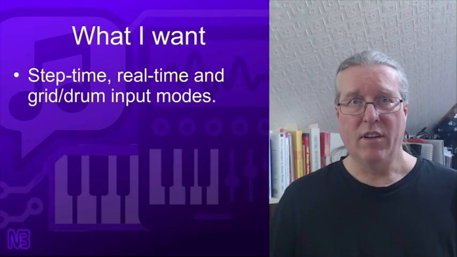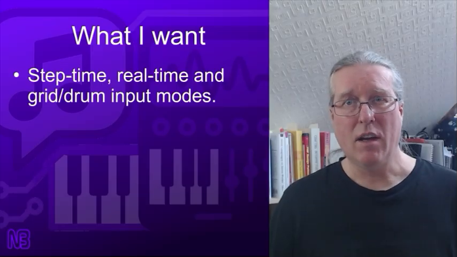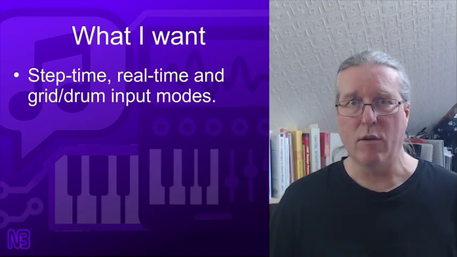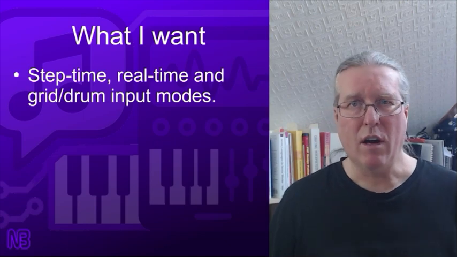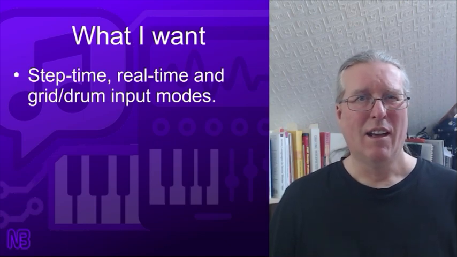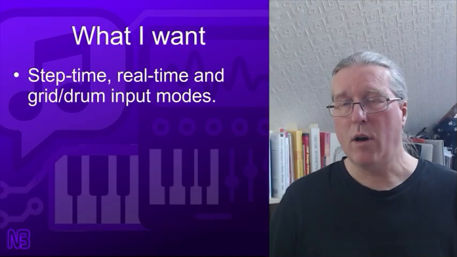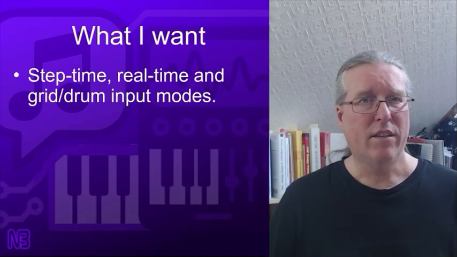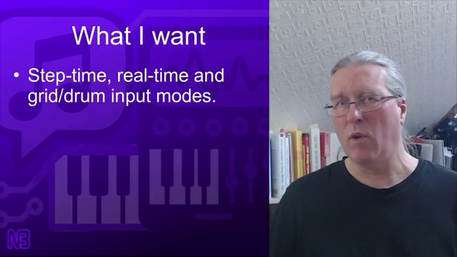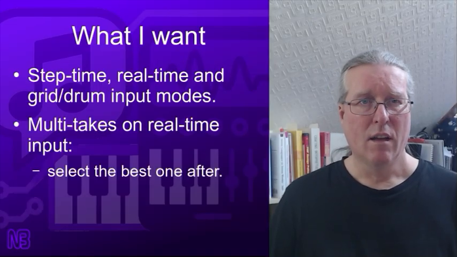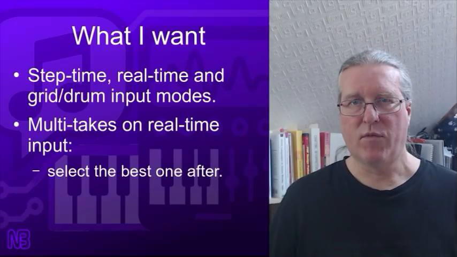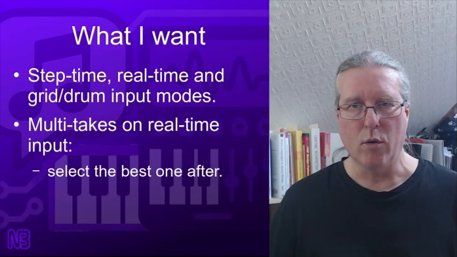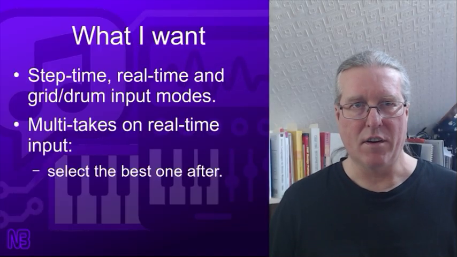When it comes to putting this in the sequences, I want step time, because I'm not really a good enough player to do everything in real time, but I also want real-time recording. For setting up drum and percussion parts, I want to have a grid input, and maybe I want that to be available for arpeggios as well, which is a bit like one way of using the Circuit Tracks. For real-time input, I want to be able to set a sequence going and play along with it in a loop, and then select the best take later.